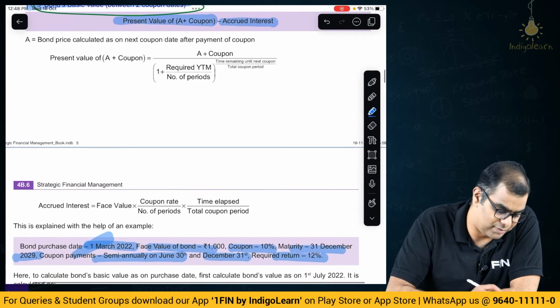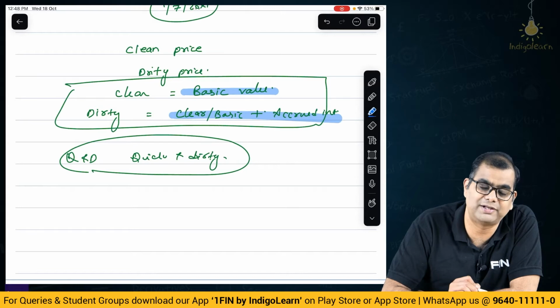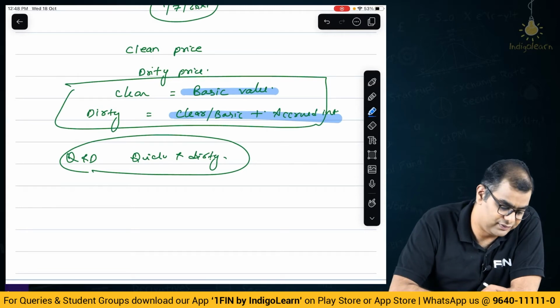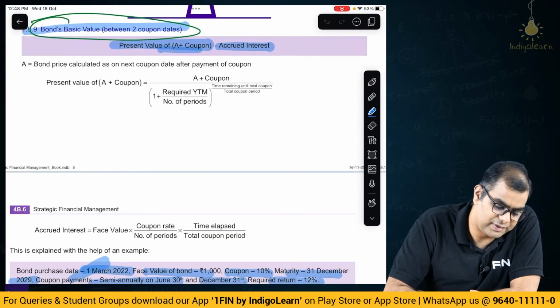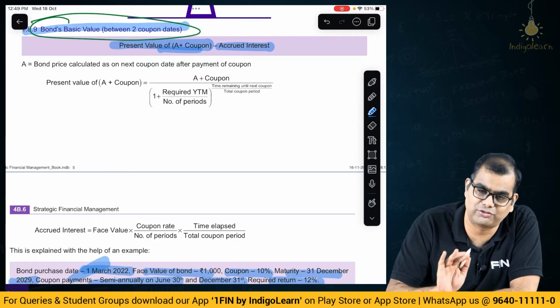Okay, so if you come back to this, I have mentioned here basic value plus accrued interest. Dirty price is basic value plus accrued interest. There I am talking about plus interest, here minus accrued interest. No confusion. It is all the same.